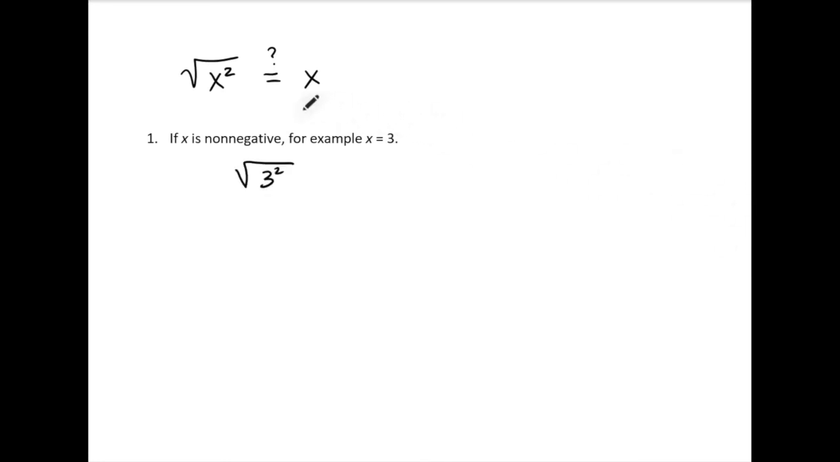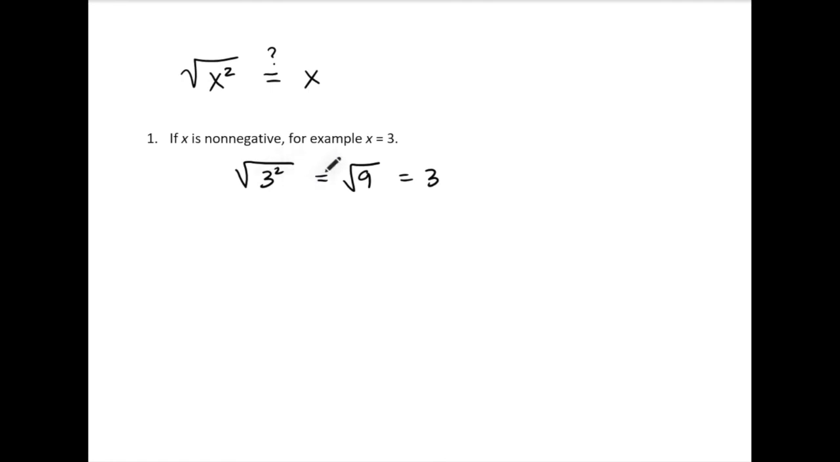Plugging in x equal to 3 into this expression, we get the square root of 3 squared, and that's equal to the square root of 9. And we know the square root of 9 is equal to 3. Remember, the square root symbol by itself is always the positive or principal square root. And you can see here that we started with x equal to positive 3, and we ended with x equal to positive 3. So the square root does cancel the square when the input value is positive.